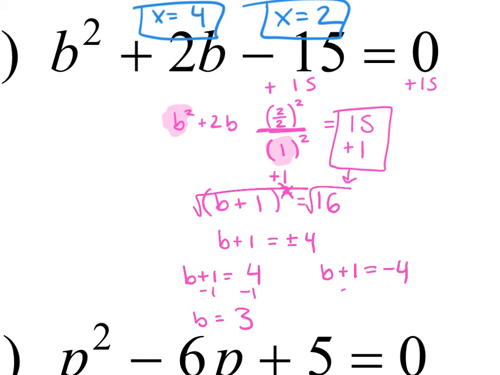3. Do the same thing in the second. What's negative 4 minus 1? Negative 5.